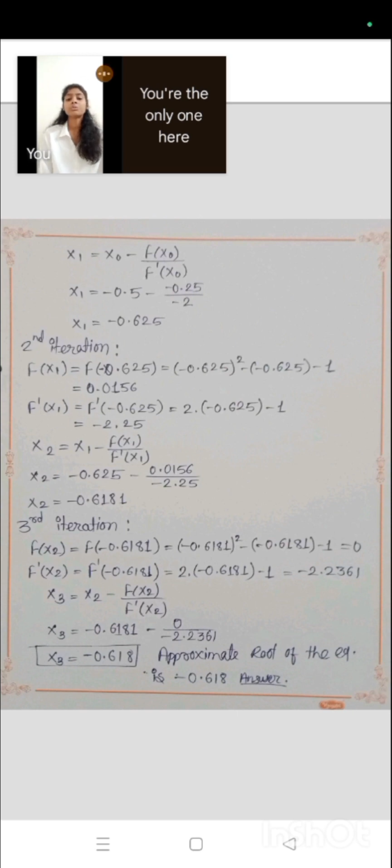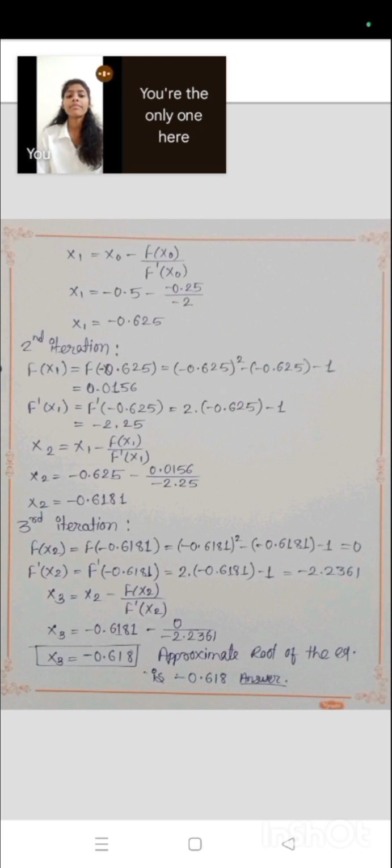And this value we put in the Newton-Raphson formula: x2 is equal to x1 minus f of x1 upon f dash of x1. So here x2 is equal to x1 value, minus 0.625, minus f of x1 value, 0.0156, upon f dash of x1 value, minus 2.25, and when we solve this equation, the x2 value will be minus 0.6181. We check the x1 and x2 values. If x1 and x2 values are the same, then we have found the root. Otherwise we iterate again.